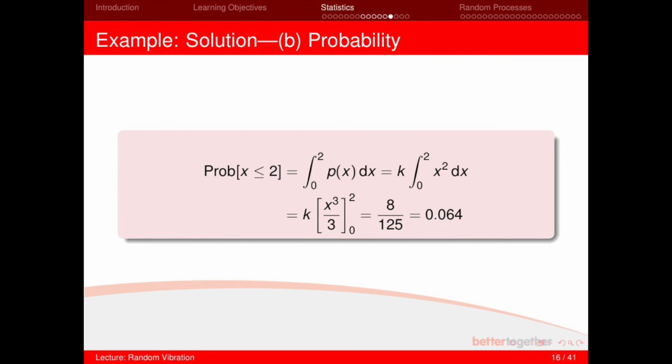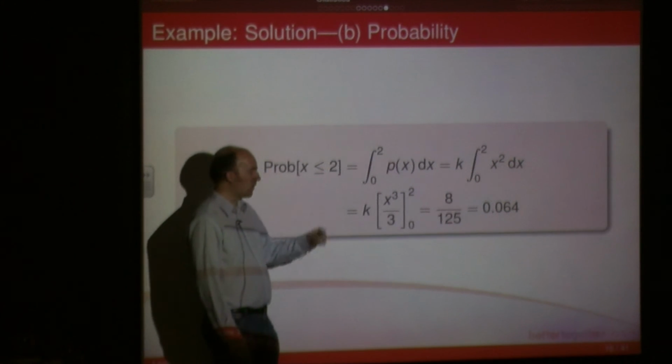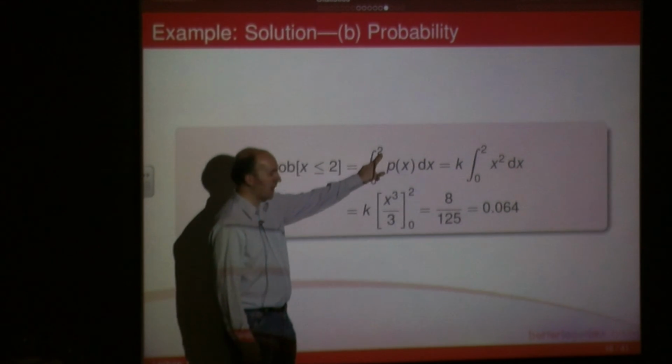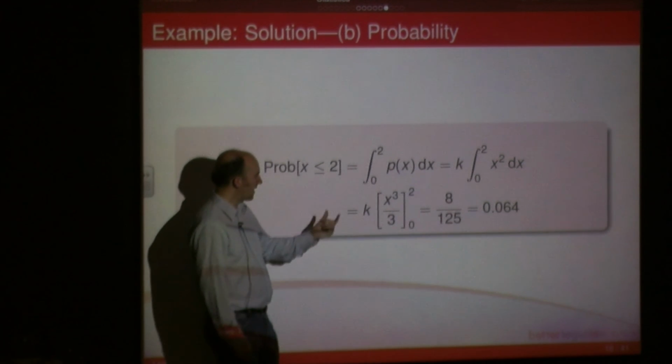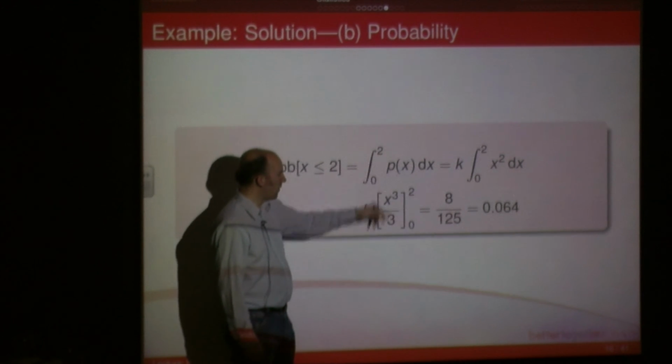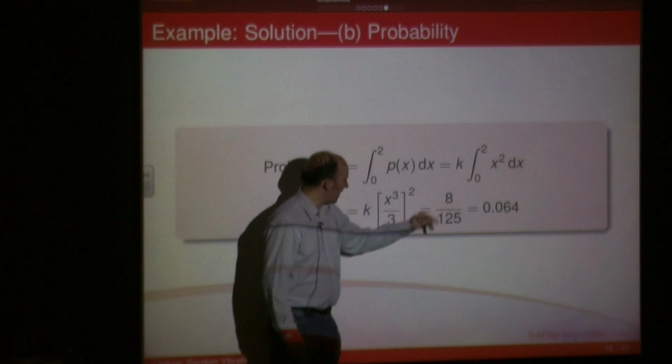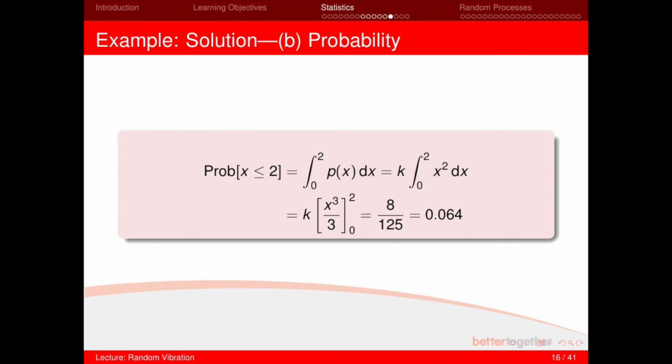Now, to work out the probability that my eccentricity is going to be less than 2, instead of integrating between 0 and 5, which we know gives 1, I integrate between 0 and 2, because I'm looking for the probability that the eccentricity is less than 2. So instead of having 0 and 5 here and 0 and 5 here, I've got 0 and 2. 2 cubed is 8. So I get 8 divided by 3, multiplied by 3 over 125. That becomes 8 divided by 125, which is 6.4%.